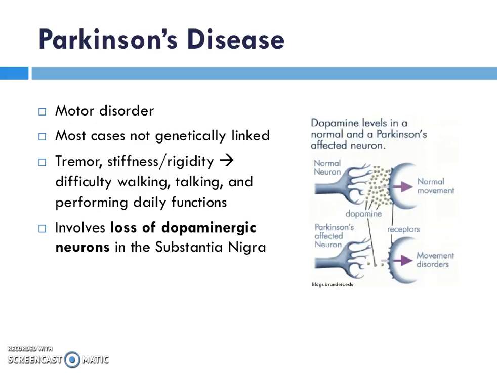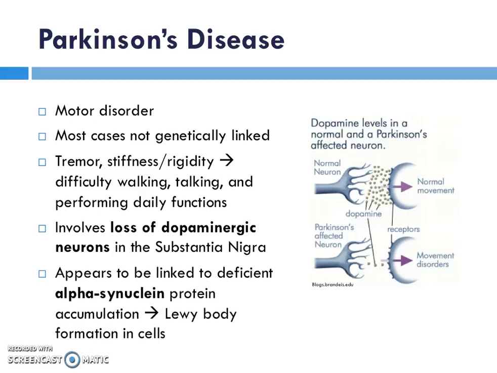Now, what's been found by examining, again, post-mortem brains of Parkinson's patients is that there is a specific selective loss of dopamine neurons, dopaminergic neurons, in the substantia nigra. So you remember that's one of the hotbeds, places where we have lots of dopaminergic neurons arising. Okay, so this is a hallmark of the disease. And it looks at this point, at least, to be linked to a deficiency in a particular protein. And this protein is called alpha-synuclein.